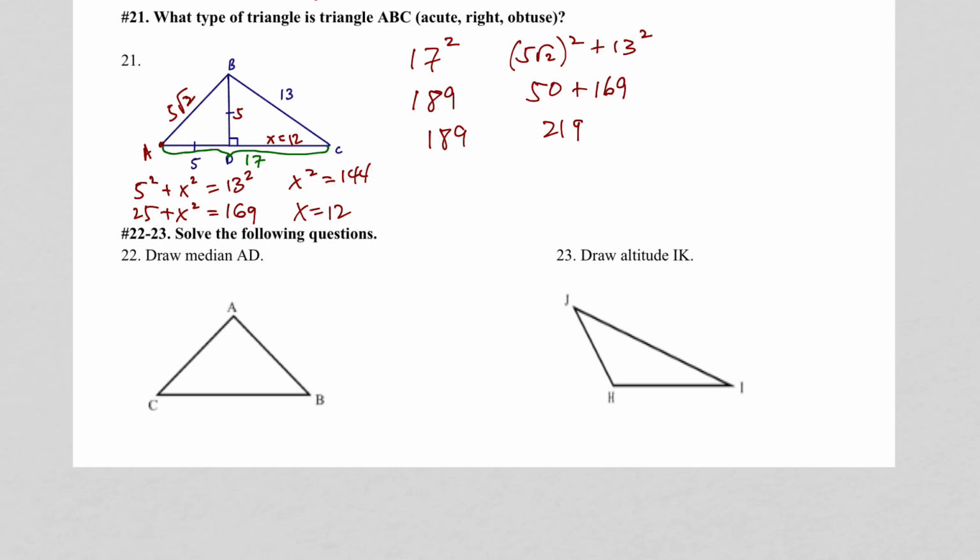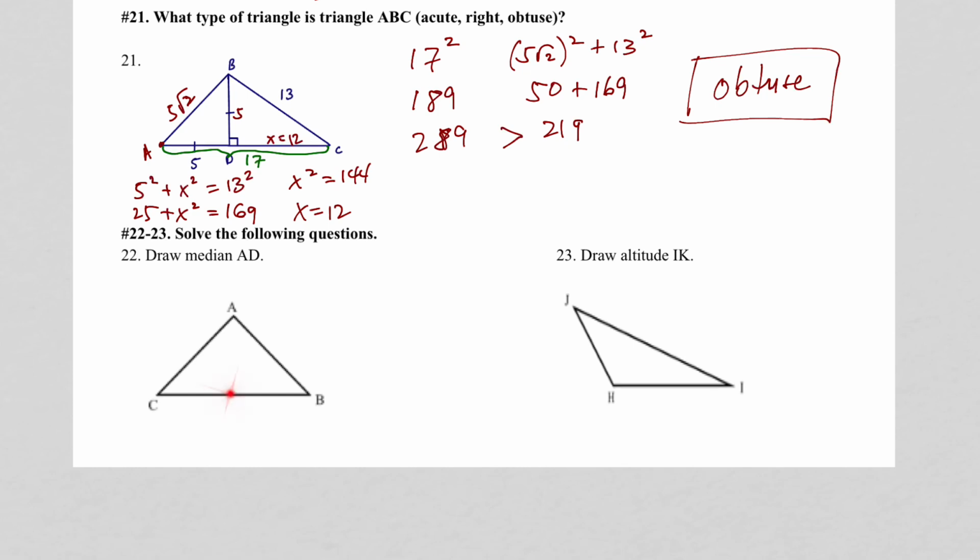So 289, 17 times 17, what am I doing? Sorry, 17 times 17 is 289. All right, 289 is greater than 219. That makes this an obtuse triangle. And by the way, we know for sure that it's a triangle because the sum of these is bigger than 17. You can just see 5 plus 13 by itself is already bigger than 17. So 5 root 2 is even bigger than 5.